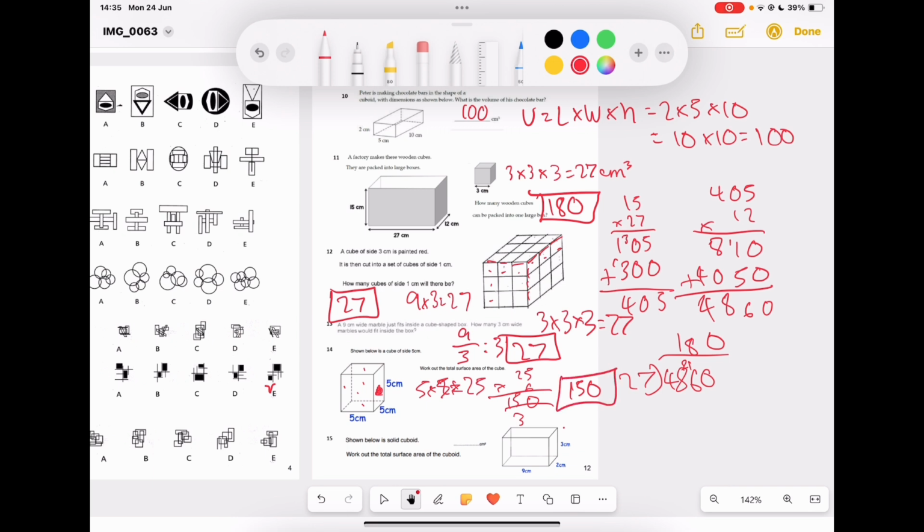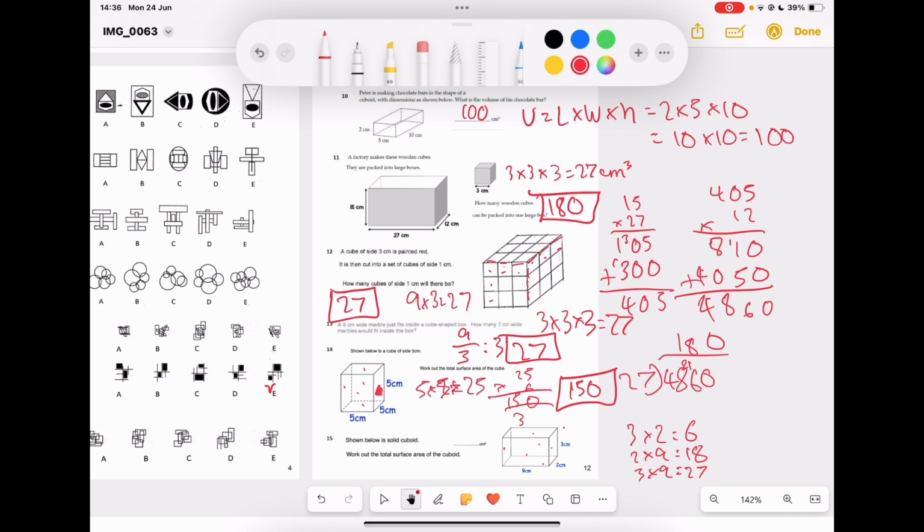Then 15, shown below, is a solid cuboid. Work out the total surface area of the cuboid. So this one we have, the surface area. So we have to find the surface of here, which is the same as there. This face, which is the same as the face at the back, and then the face at the top, which is the same as the face at the bottom. So 3 times 2 is 6. 2 times 9 is 18. We also have 3 times 9, which is 27.